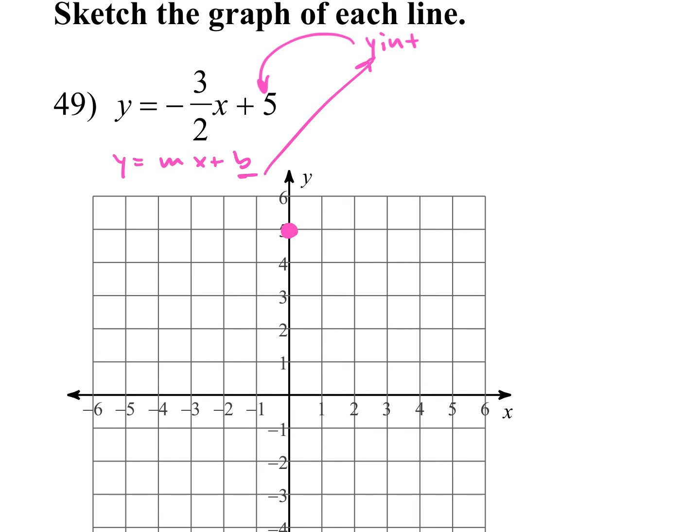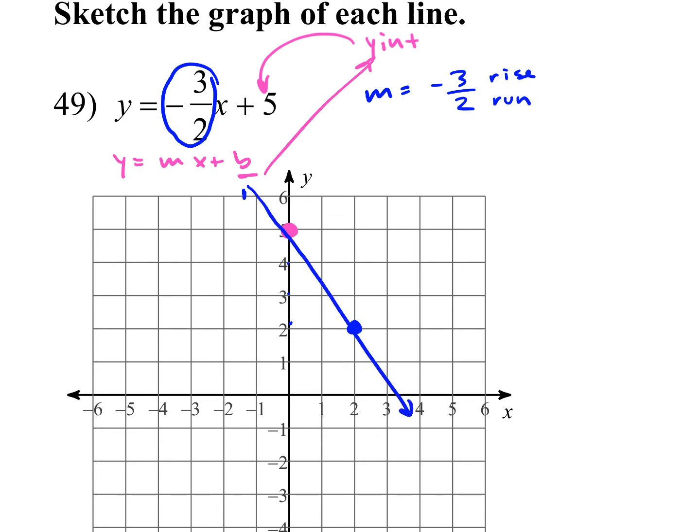What's the slope? Awesome, negative 3 over 2. This is our slope. What's in front of the x? So remember, slope is rise over run. So negative 3 means I go down 3 and to the right 2. And then just connect your points.